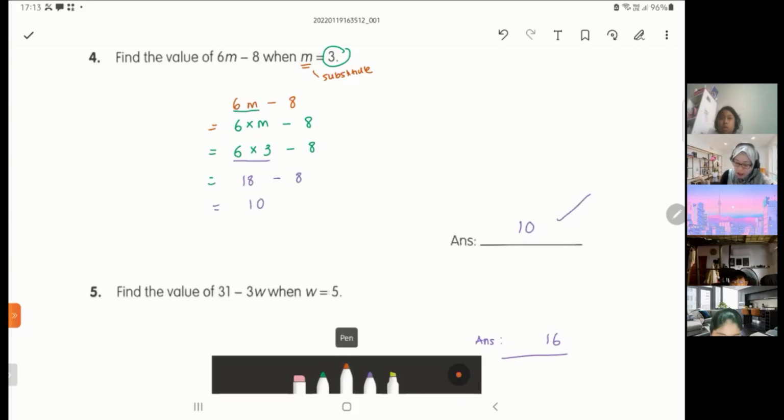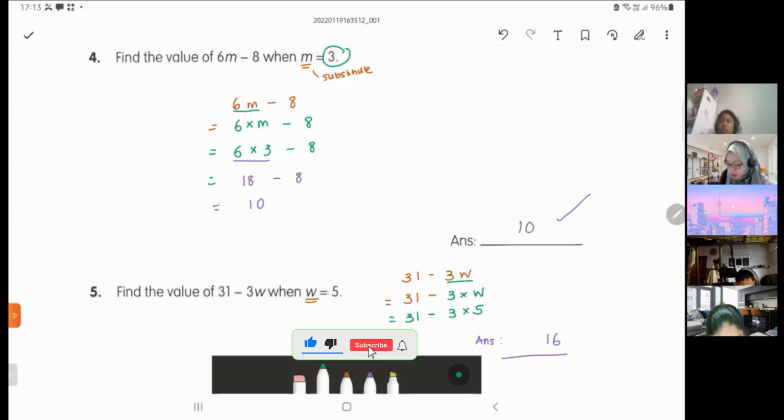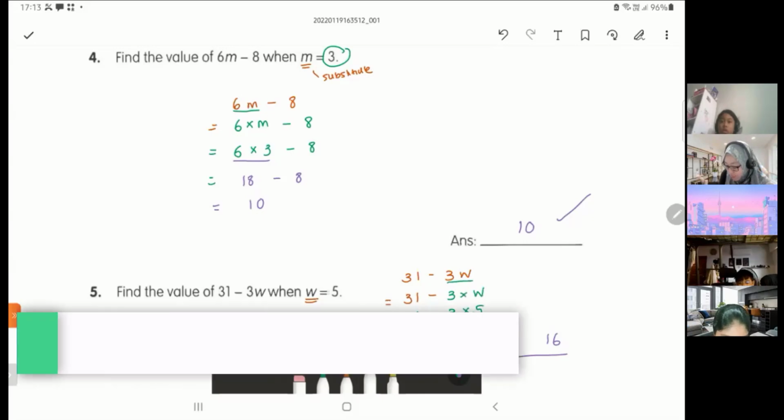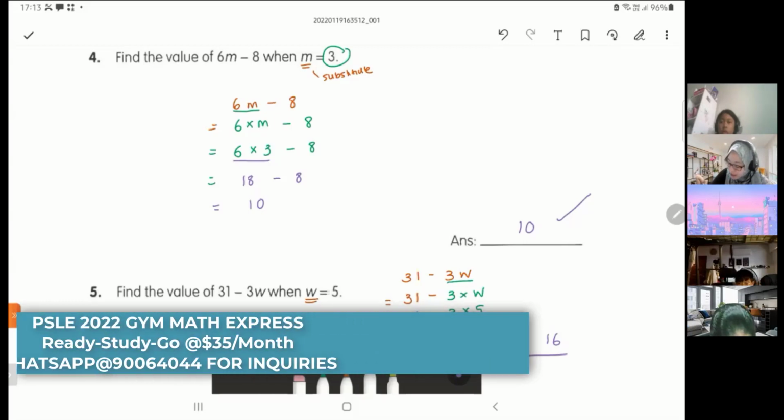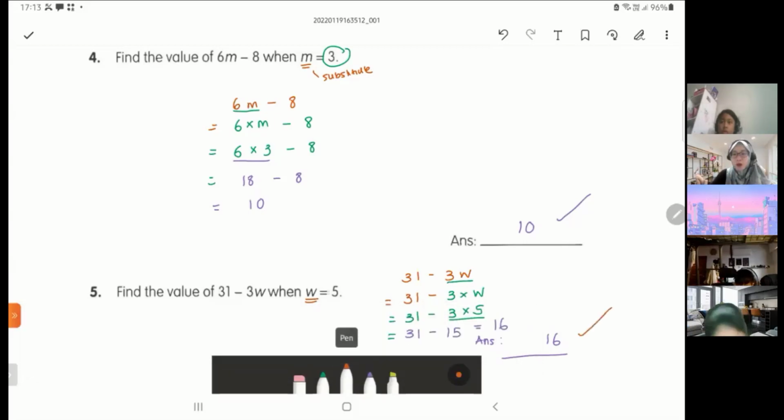Okay, now the next question. 31 minus 3w when w is 5. Again, substitute w as 5. So 31 minus 3w equals to, copy down, 31 minus, okay, this 3w means 3 times w, equals to 31 minus 3 times 5. Okay, BODMAS rule says that we do the multiplication first. So we solve this one first. Equals to 31 minus 3 times 5 is 15. So 31 minus 15, answer is 16. Very good. This is also correct.